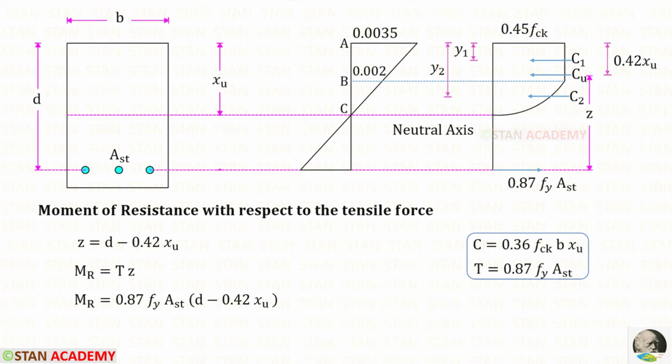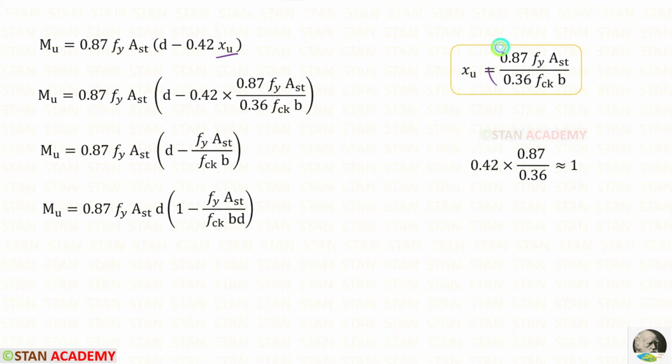Now let us find the moment of resistance with respect to the tensile force. We need to multiply the tensile force with the lever arm. So we will get this. For XU, we can apply this. We can take 0.42 into 0.87 upon 0.36 approximately equal to 1. In this term, we can multiply the numerator and denominator with D. Then we can take D outside.